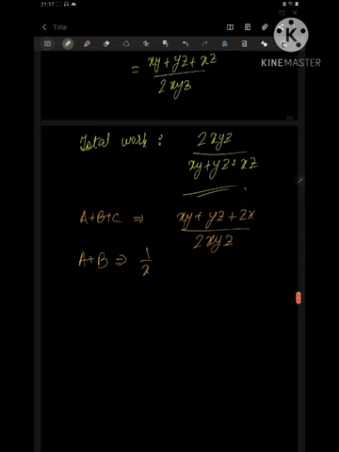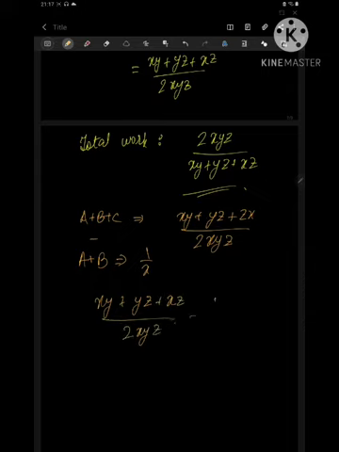C in one day is basically a subtraction. We basically subtract. So C in one day will perform (xy plus yz plus xz) by 2xyz minus 1 by x. This is the work done by C in one day.